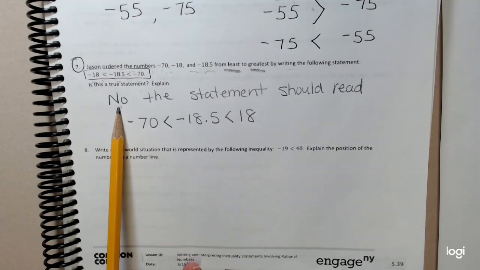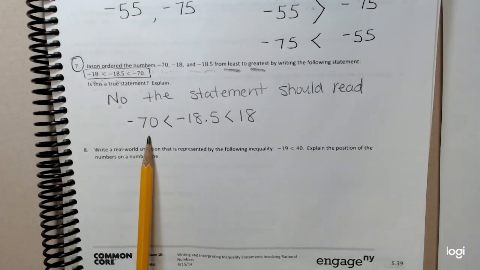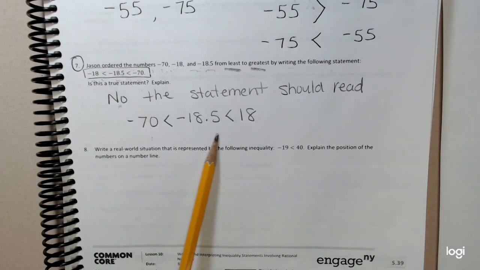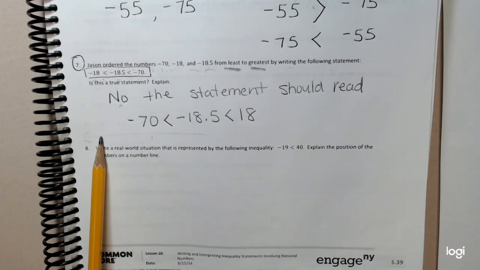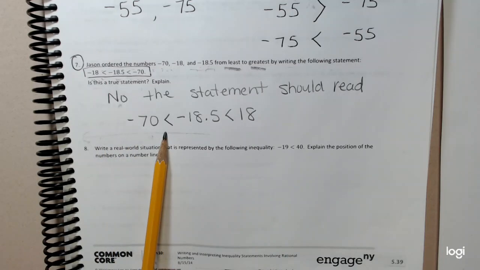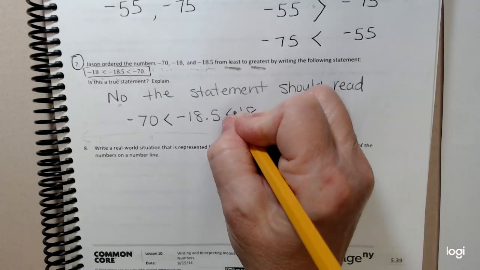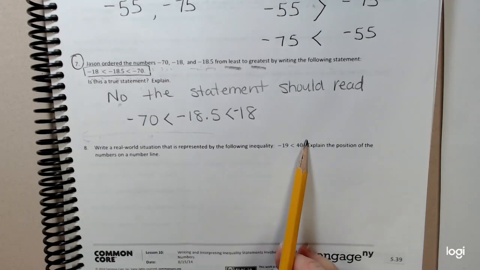He was incorrect. Negative 70 is actually the smallest number because it is the farthest away from 0. And then you would hit negative 18 and 5/10. Then we would hit negative 18, and then finally we would get to 0.